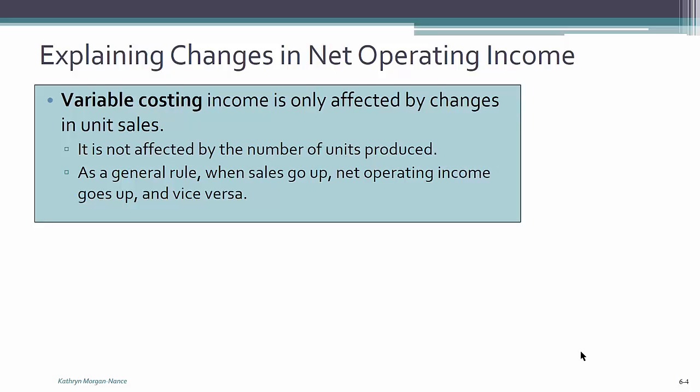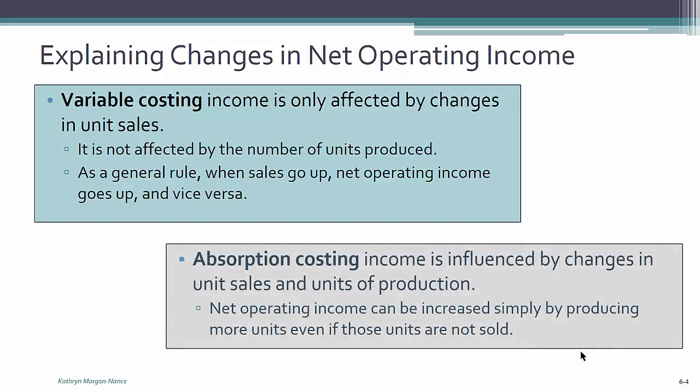As I just pointed out, variable costing income is only affected by changes in unit sales. It's not affected by the number of units produced. And as a general rule, when sales go up, net operating income goes up, and vice versa. On the other hand, absorption costing income is influenced by changes in unit sales and units of production. Net operating income can be increased simply by producing more units, even if those units are not sold.